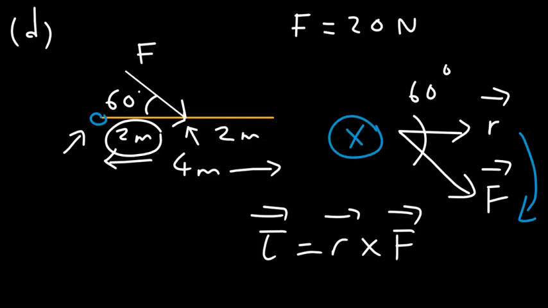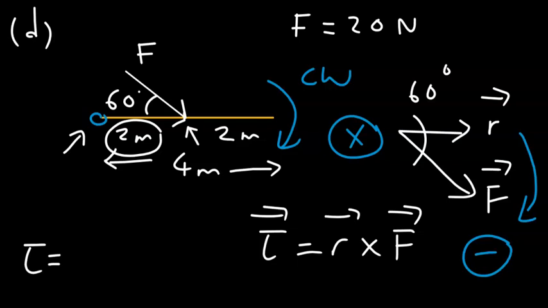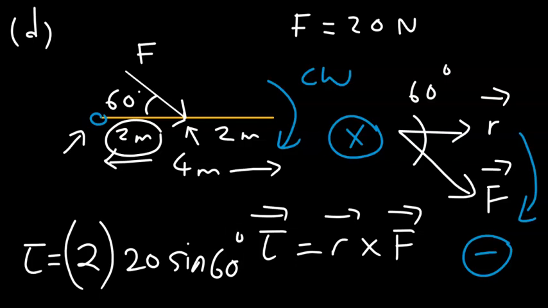And this is in agreement with the direction of rotation, which is clockwise in this case, resulting in a minus sign for the torque. The value of the torque is given by the magnitude of the position vector, which is 2, times the force, 20, times sine of 60 degrees, which is minus 34.6 Newton meter.